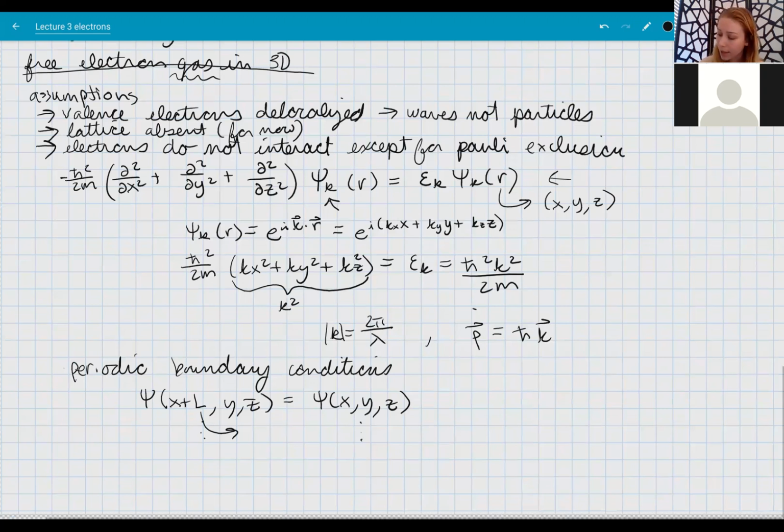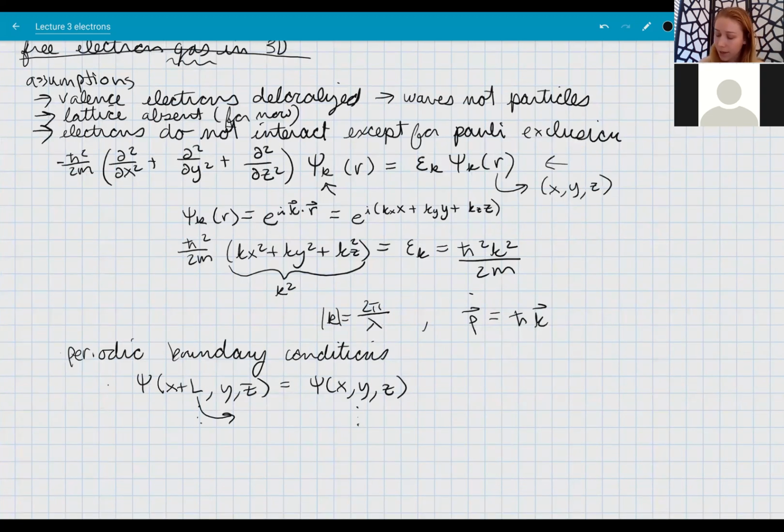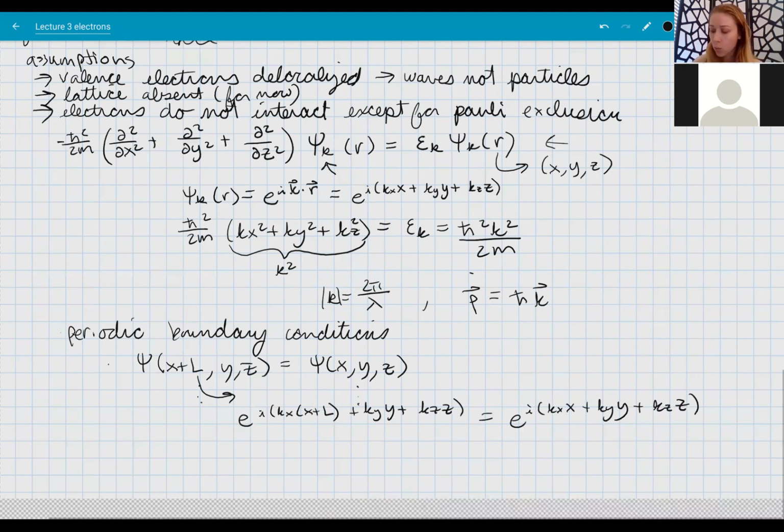So let's go ahead and plug it back in. I'm just going to plug in this one that I actually wrote down. e^(i(kx(x+L) + ky y + kz z)) is equal to e^(i(kx x + ky y + kz z)). All right, so then we just cancel out common terms, and we get that e^(i kx L) is equal to 1.